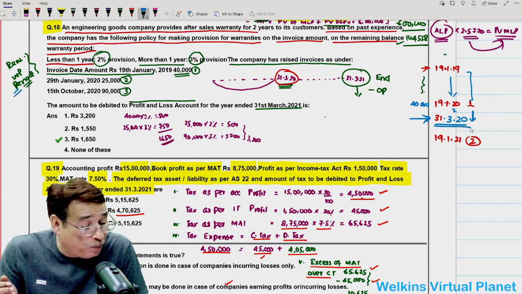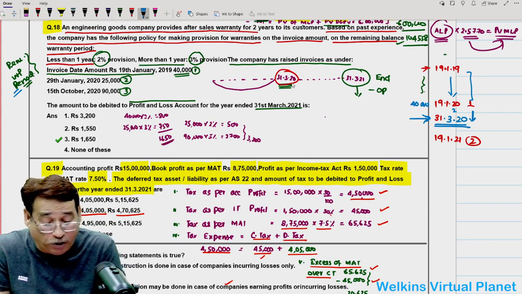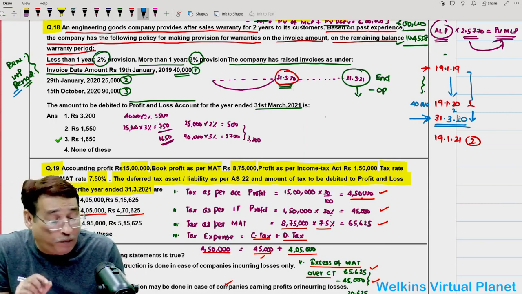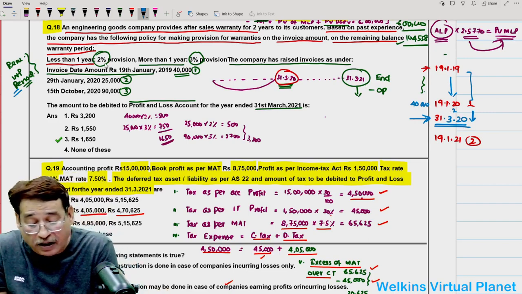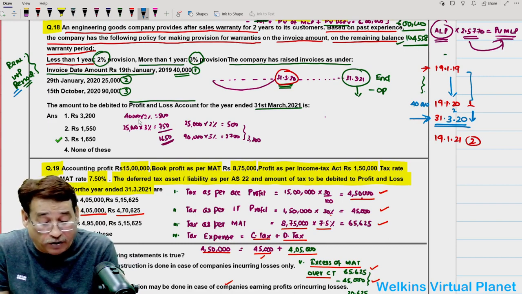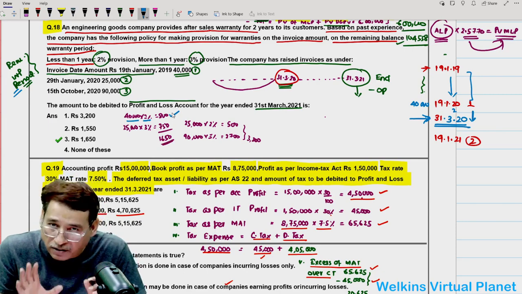So when I'm going to make the provision on 31st of 3, 2020, how much provision am I going to make? Because the remaining period in respect of 40,000 is less than 1 year, that is why I will make a provision on 40,000. So this is the provision I will make: 40,000 into 2%, 800. Is it clear to you or not? Is it clear to you?